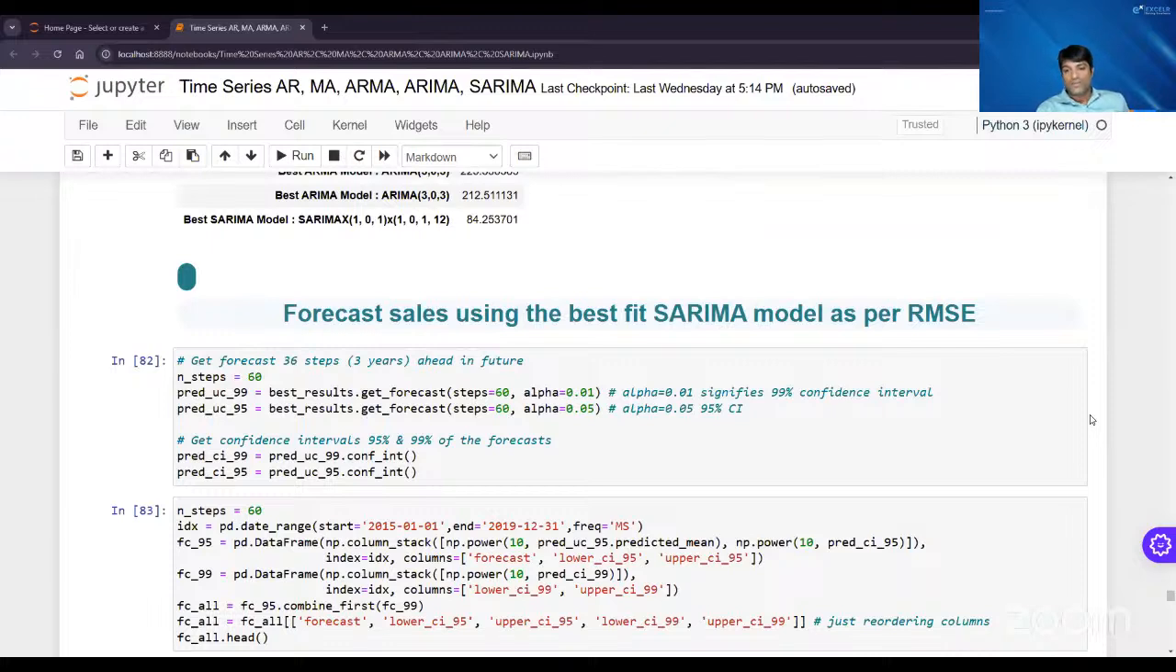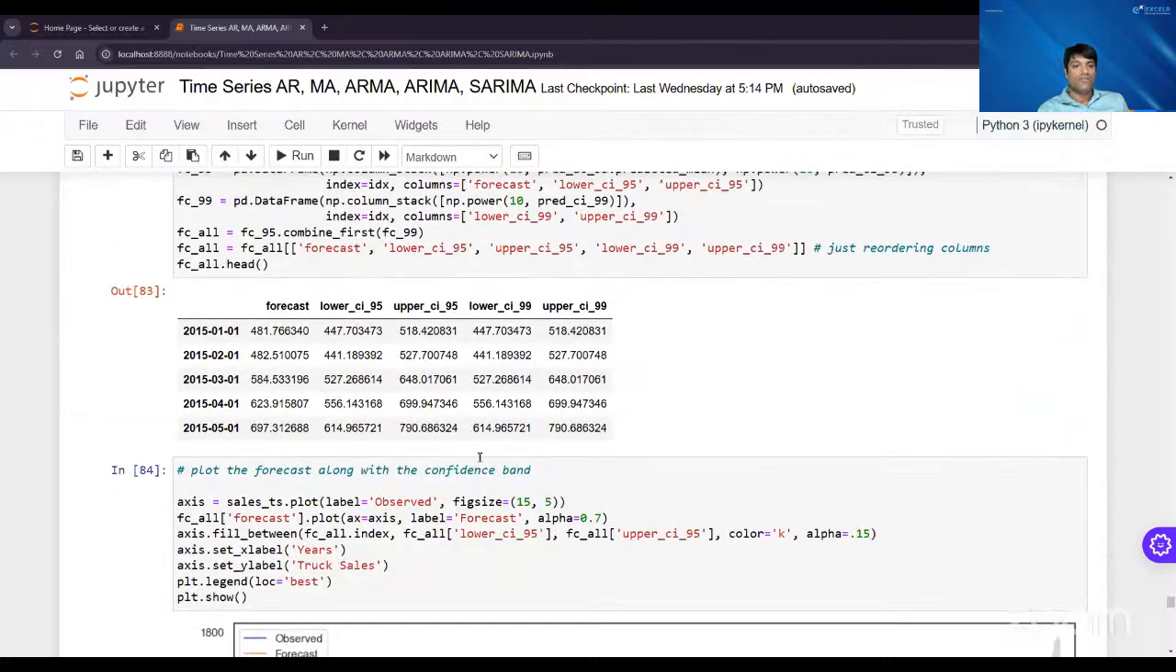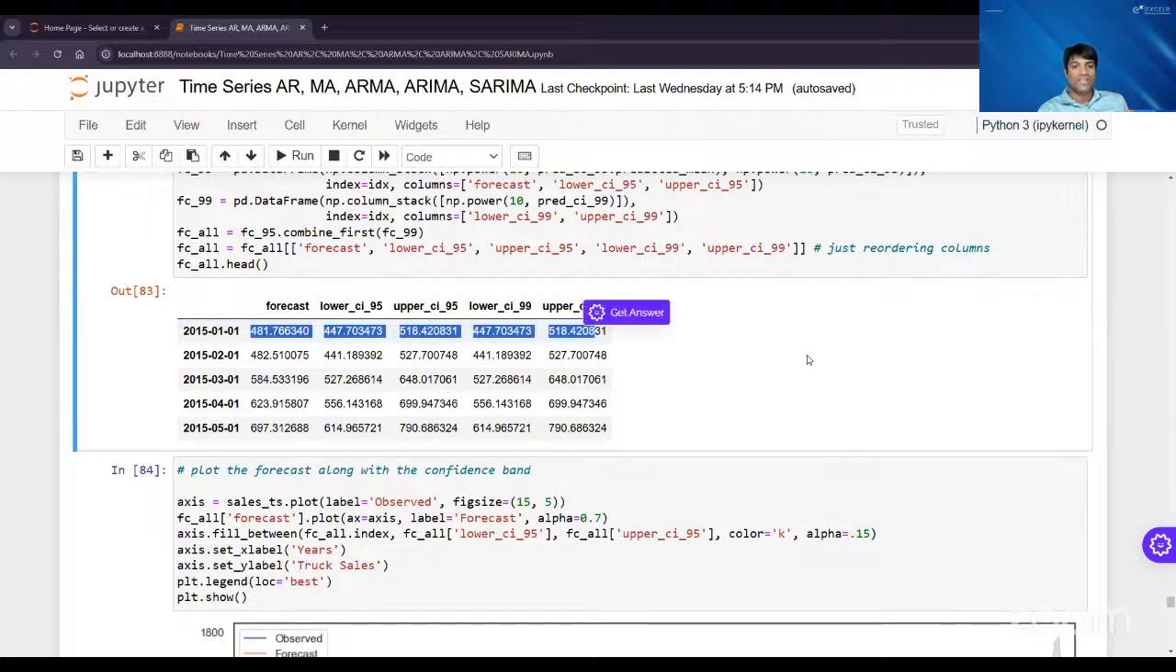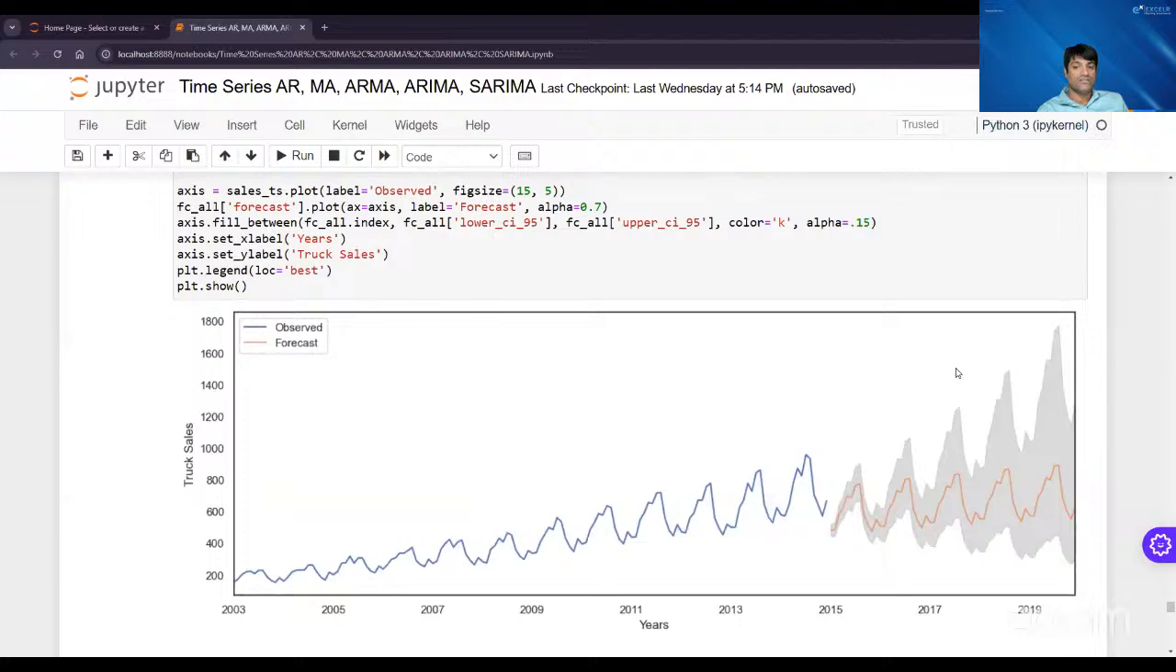That is how we are going to forecast the model, and we are going to build the 95% confidence intervals and also 99% confidence intervals, and predict the forecast values along with the upper and the lower confidence interval. Here you can see the 95% confidence interval: we are predicting a value between 447 to 518, and our forecast value is 481. The confidence interval tells how confidently we can say the real value lies in that particular interval.